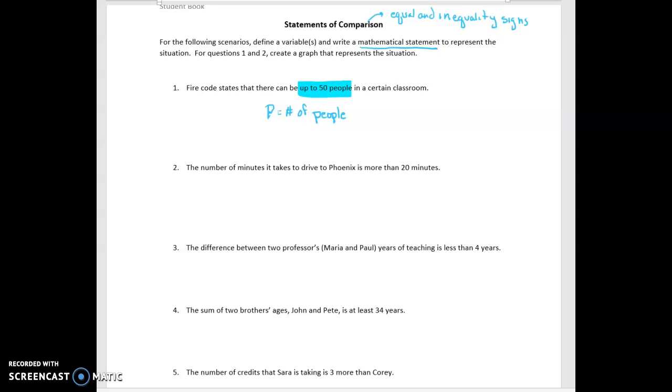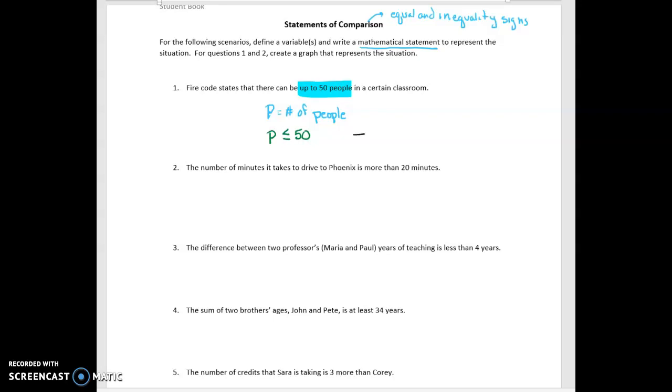Now we have to figure out how to show the number of people being up to 50. P can be equal to 50, but no more than that, so we want P to be less than or equal to 50. And then we also want to create a graph.